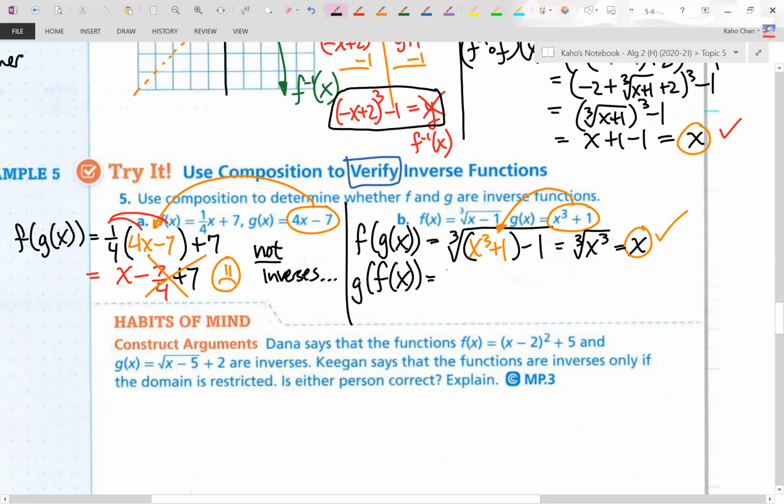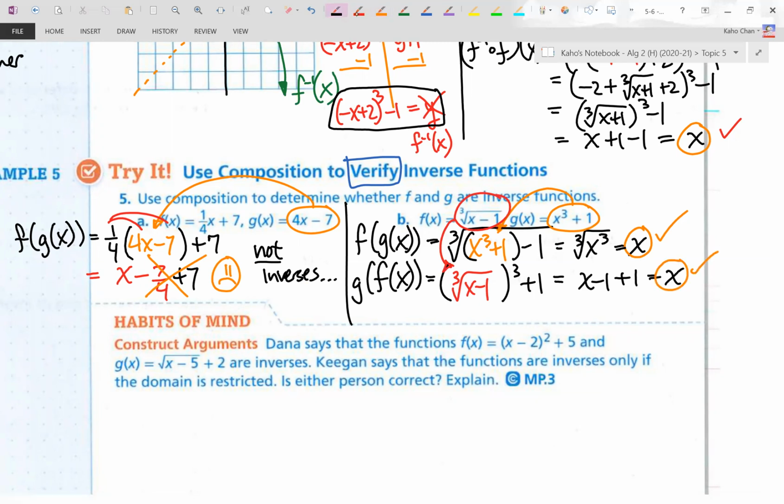g this time is the outer function, x cubed plus 1. I'm going to stuff it with this piece right there. Like that. Oh, look, the cube root and cube cancel each other out. Very nice. x minus 1 plus 1 will give me x. So that checks out as well. f of x and g of x are inverses of one another.